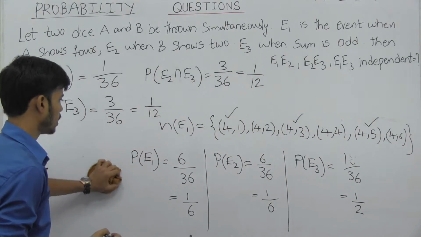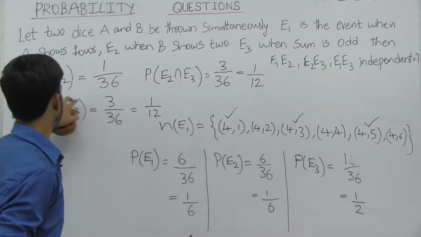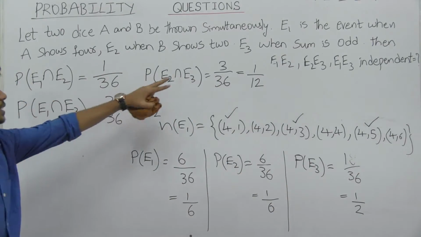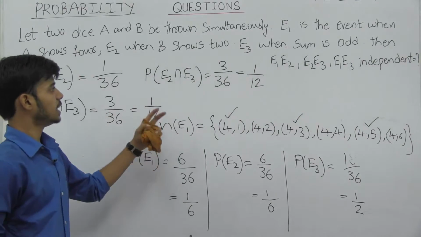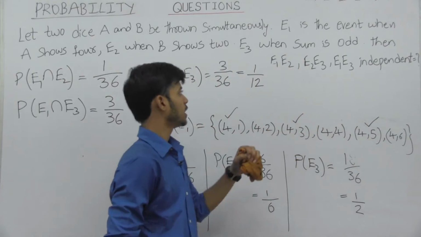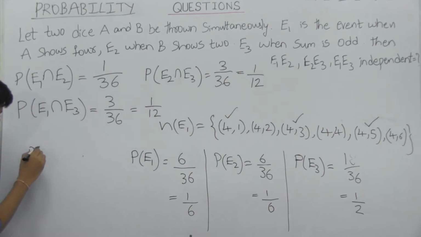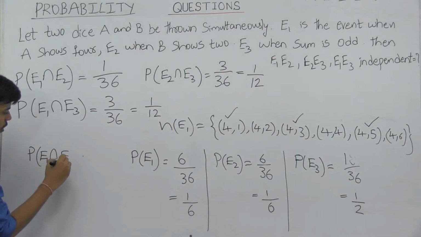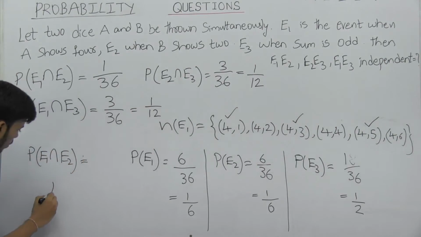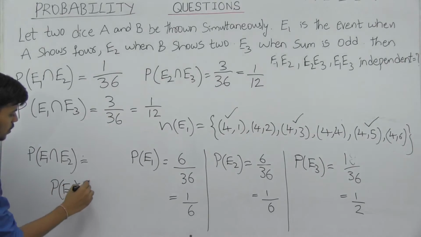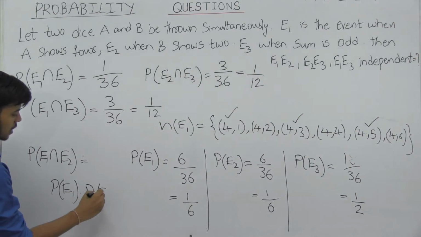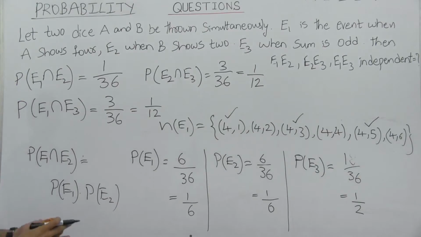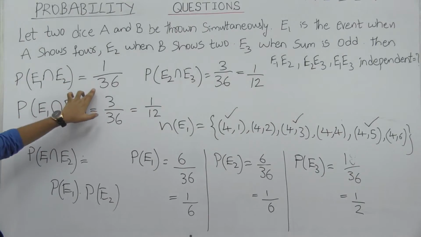Now we have the probability of E1, E2, E3, and the probability of E1 intersection E2, E1 intersection E3, and E2 intersection E3. Now we have to check whether they are independent or not. When these events are independent, then we can write the probability of E1 intersection E2 as the probability of E1 into the probability of E2. Now for the probability of E1 intersection E2, we have 1 by 36.